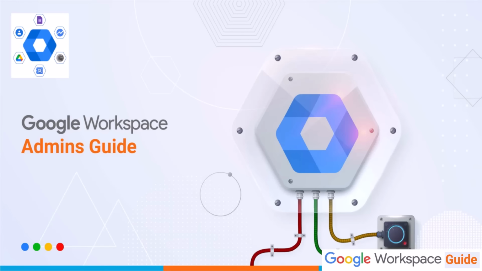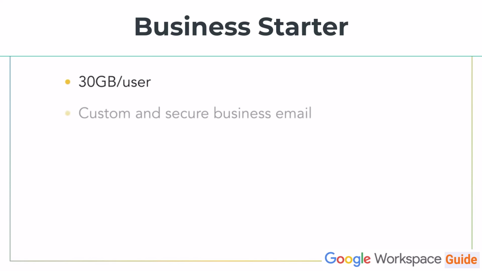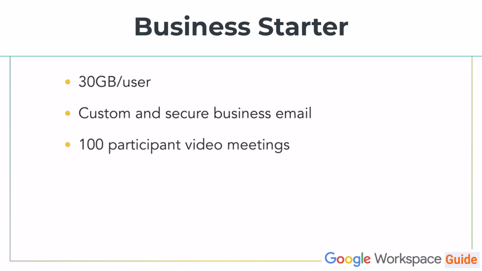Let's take a look at the key differences between those, which may help you decide the version that best meets the needs of your organization. Business Starter offers 30 gigabytes of cloud storage per user, as well as custom and secure business email. Additional features and services include 100 participant video meetings, security and management controls, and standard support.